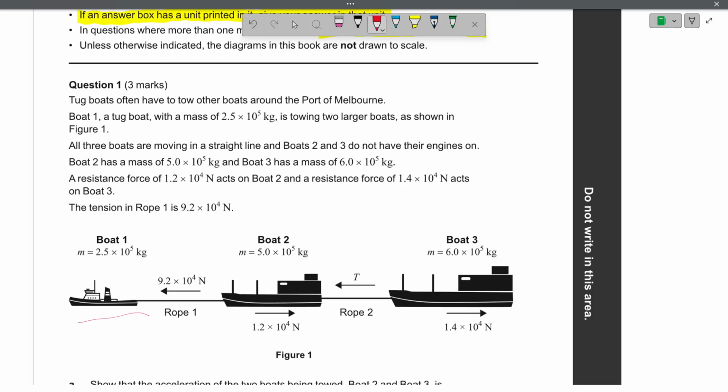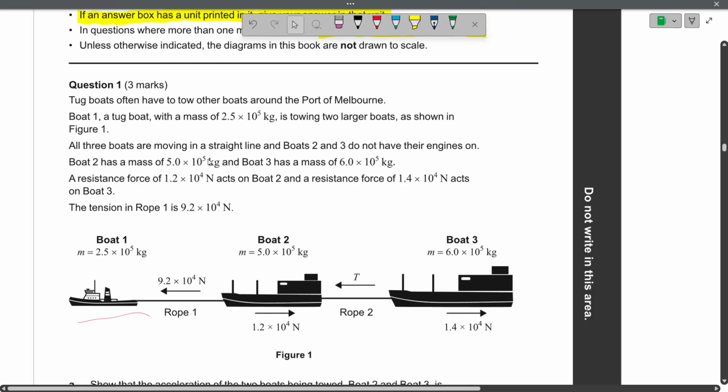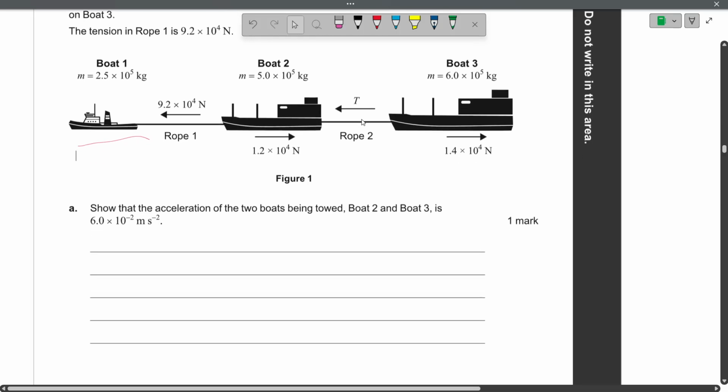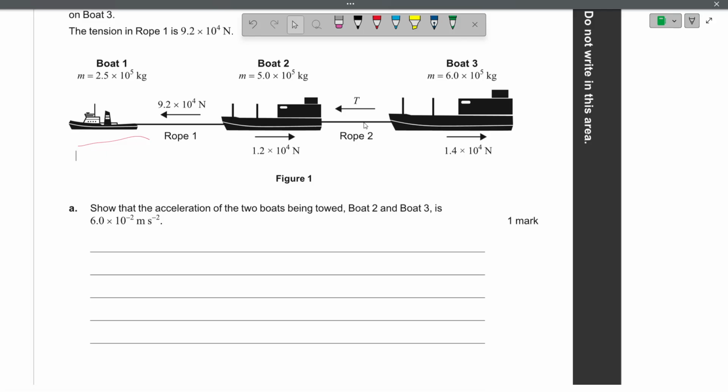There is a lot of information there, but everything's summarized neatly in the diagram in the figure, so we can just refer to things as we need to. Don't get too caught up in all the numbers, just wait for the question. Part A, show that the acceleration of the two boats being towed, boat 2 and 3, is 6 times 10 to the minus 2 meters per second squared. Alright, so this is only 1 mark, so it shouldn't take too long to actually figure out what we need to do here.